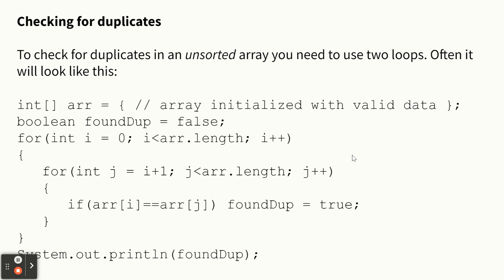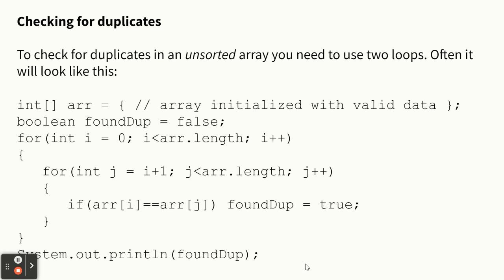Checking for duplicates. First of all, let me say this. If an array was sorted, then checking for duplicates would be easier. You could just check every pair and say, hey, if this one is equal to the next one, I found a duplicate, right? But if they're not sorted, what you have to do is pick one, like the first one, and then check if any of the other ones is the same as that first one. So you'll do a for loop inside of a for loop.